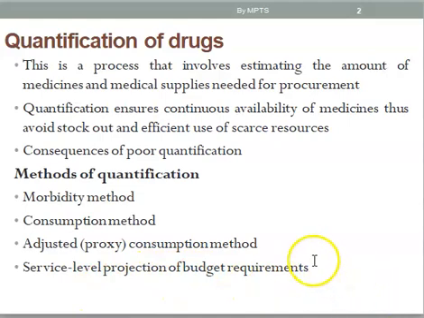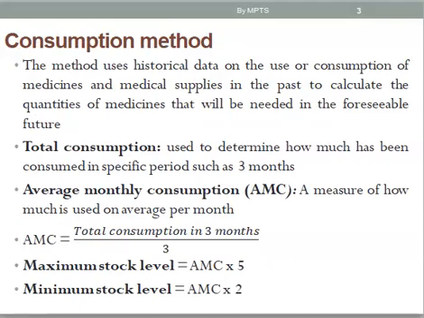This one, service level for budget requirements, measures the bed days and the treatment, or how many patients you are receiving on outpatient, and how much you can use to manage each patient. It is mostly used in budgeting only. The consumption technique uses historical data on consumption in the past to calculate the quantities that will be needed in the foreseeable future.